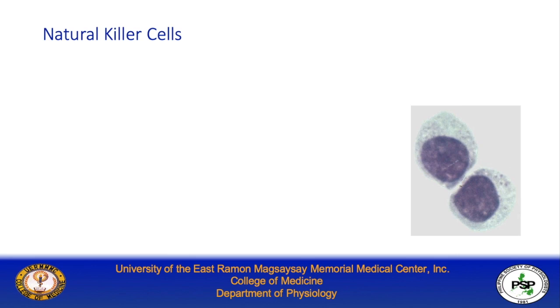Okay. Now let's look at another cell, which is your natural killer cells. So this is an example of a natural killer cell. It's a little bit different from your neutrophils. It is not multinucleated. It has a single nucleus only. So this is a small population of lymphocytes.